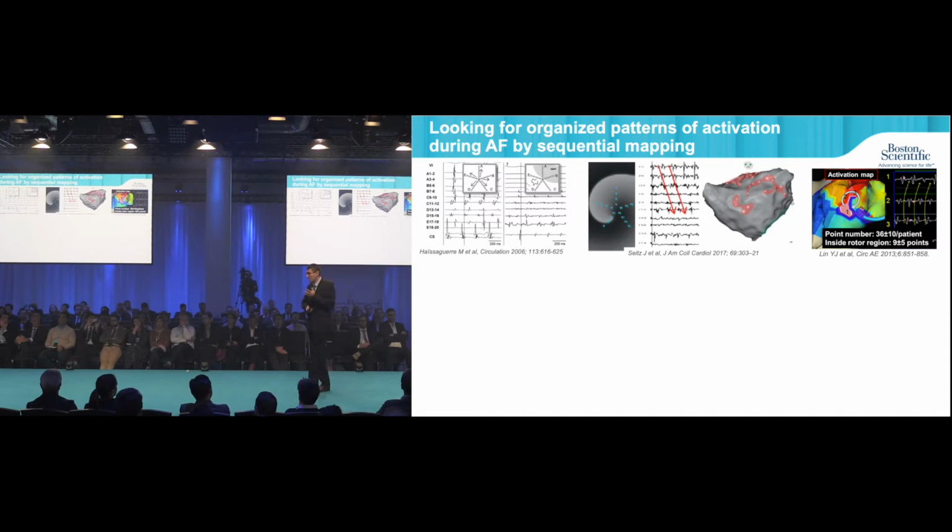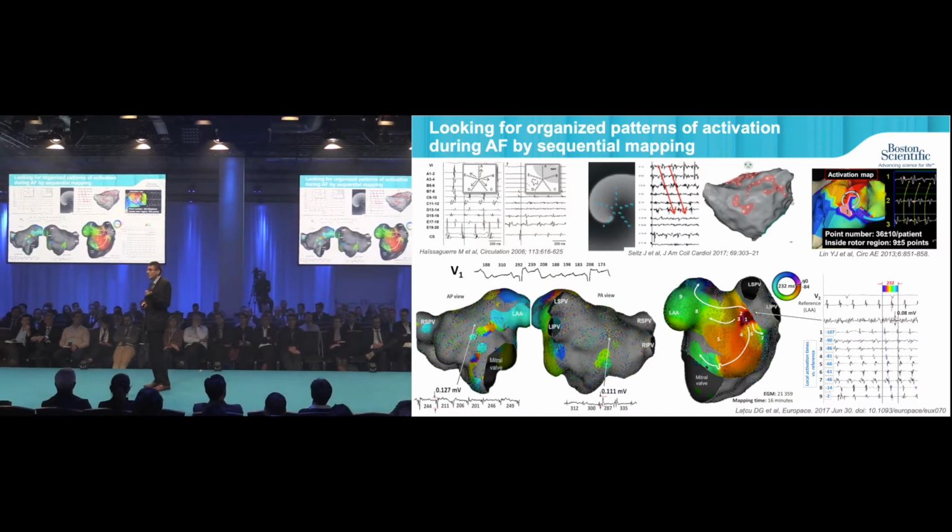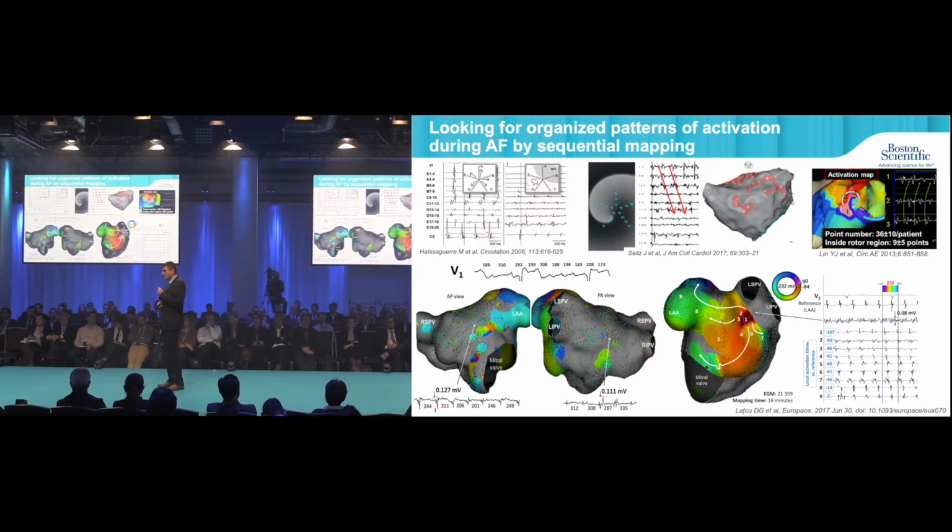So we hypothesized that if rotors exist, and if they are stable in space and in time, or predominantly stable, or even more, recurrently appearing in a certain site, we should be able to visualize them with a sequential mapping technique, provided that you have a lot of points, but also a system which is able to perform some statistics on that huge number of points.